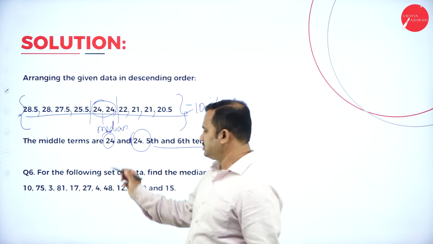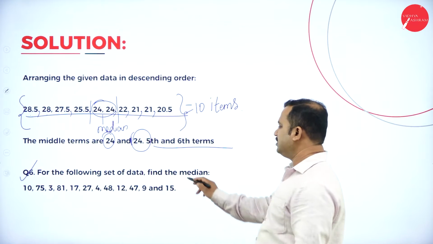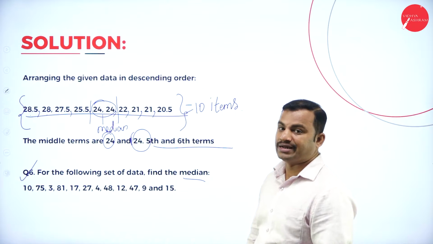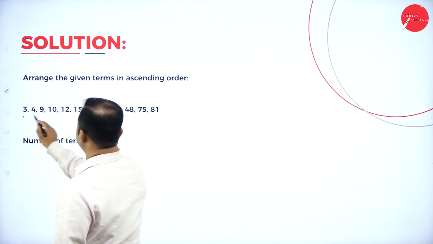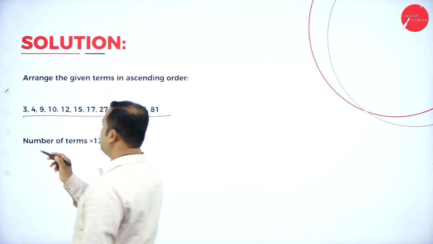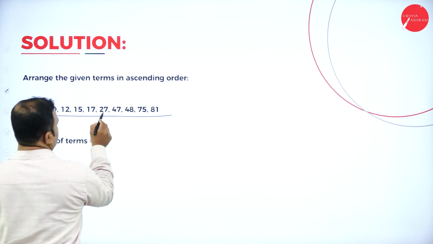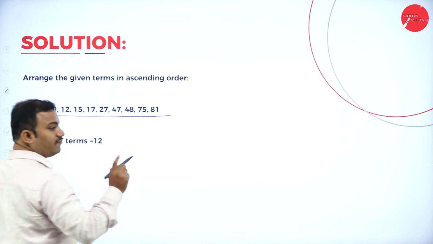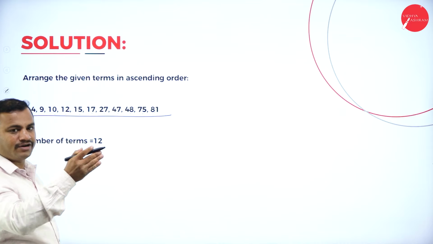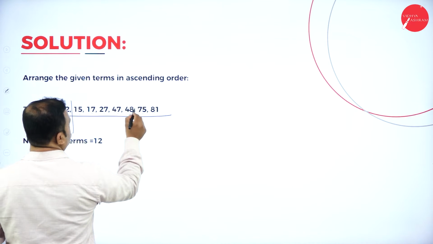Next, similarly, if I consider one more question, the 6th question, to find the median of these. First let me arrange them in either increasing or decreasing order. If I arrange them in the ascending order, I'll get the values like this. Let me count the total number of items present in it: 1, 2, 3, 4, 5, 6, 7, 8, 9, 10, 11, 12. So we have an even number of items. Let me consider 5 items towards the left and 5 items towards the right.